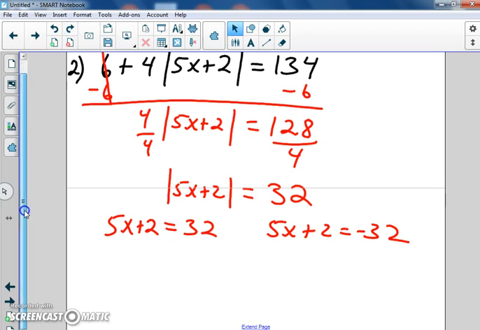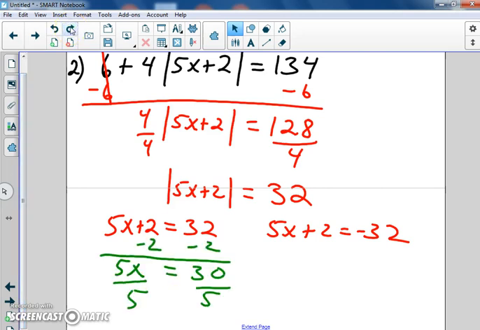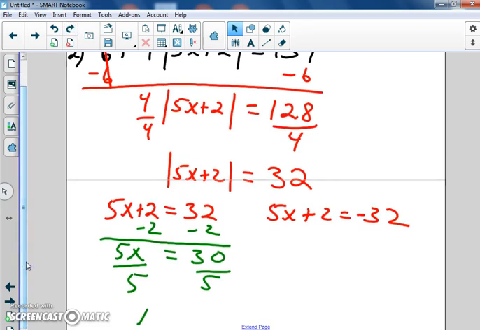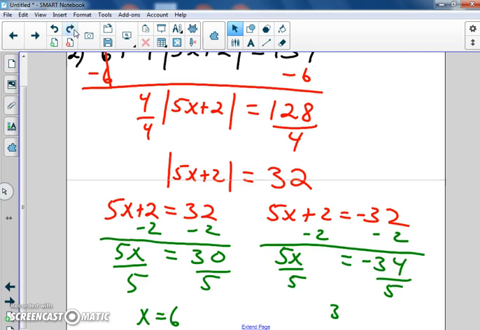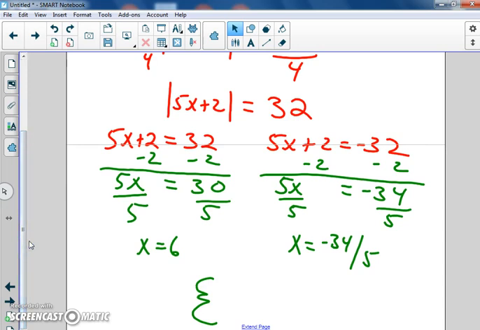Now get x by itself. Subtract 2 from both sides. Then divide both sides by 5. X will equal 6. The other problem, subtract 2 from both sides, then divide both sides by 5. X will equal -34/5. Your answer should be x is -34/5 and x equals 6.